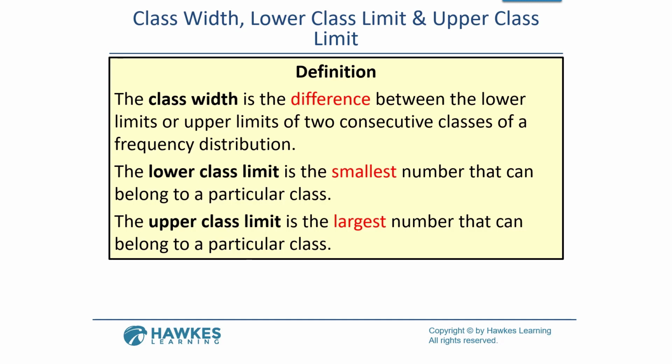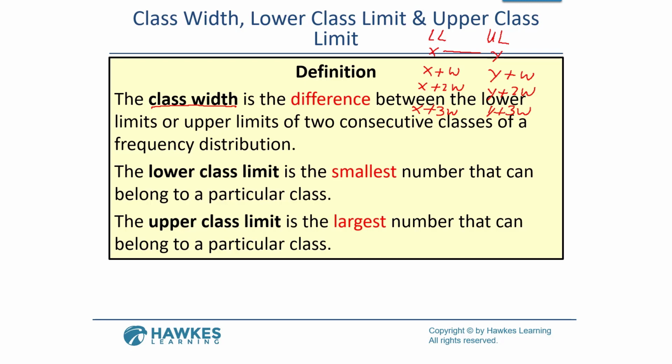Next, notice I mentioned this a little bit earlier. The class width is the difference between the lower limits or the upper limits. So if you've got a list of lower limits here, this one right here will have x plus w for the next class, x plus 2w for the next class, x plus 3w for the next class, until you've got the last class. And out here, you'll have the upper limit, and if this class goes from x to y, then the next class will end at y plus w, y plus 2w, y plus 3w, and so on.